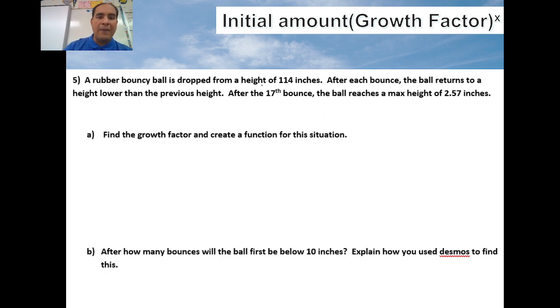Looking at question number 5, a rubber bouncy ball is dropped from a height of 114 inches. After each bounce, the ball returns to a height lower than the previous height. After the 17th bounce, the ball reaches a max height of 2.57 inches.